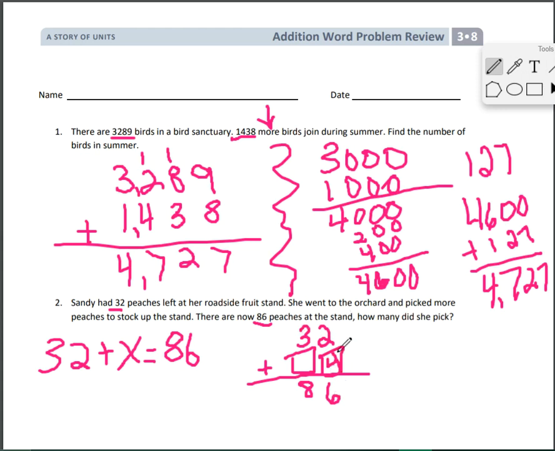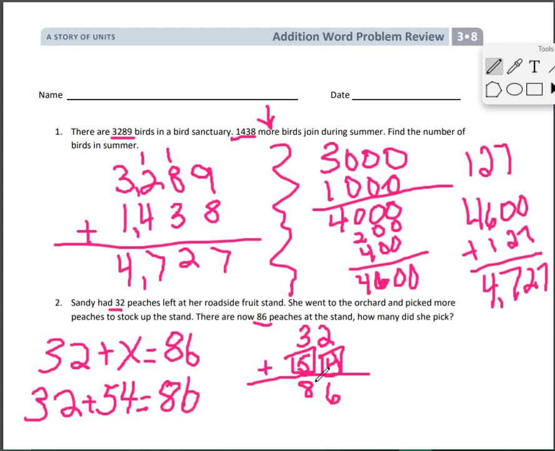Now, I don't have to regroup here. I didn't have to do anything crazy. And now I have to add something to my 3 to make it become an 8. Well, 3 plus 5 is 8. So our mystery is 32 peaches, and then 54 more peaches is 86 peaches.